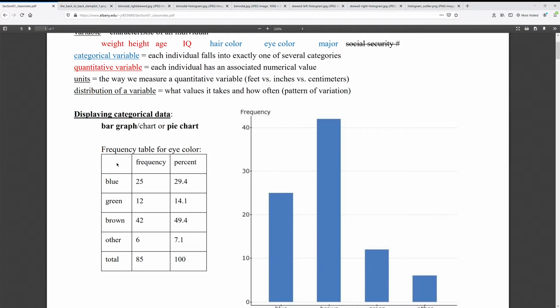This bit here is what we start with, right? We start with 25 people with blue eyes, 12 with green, 42 with brown, and 6 with other. And the bottom line is, that's all you've got, really. There are a number of ways of snazzing it up, as we'll see in a second, but there really isn't much more to be said.